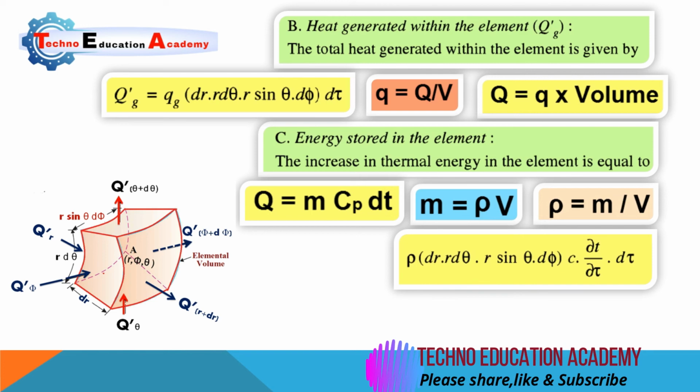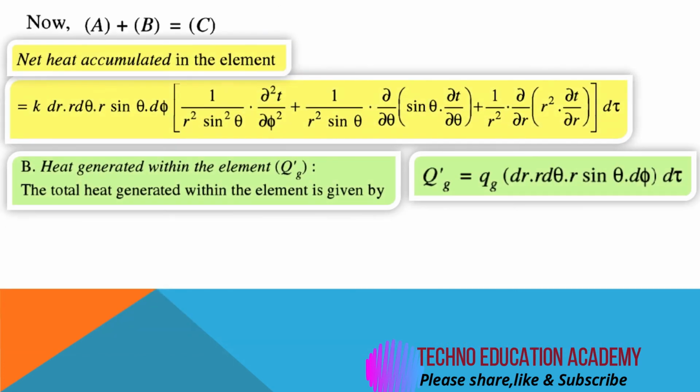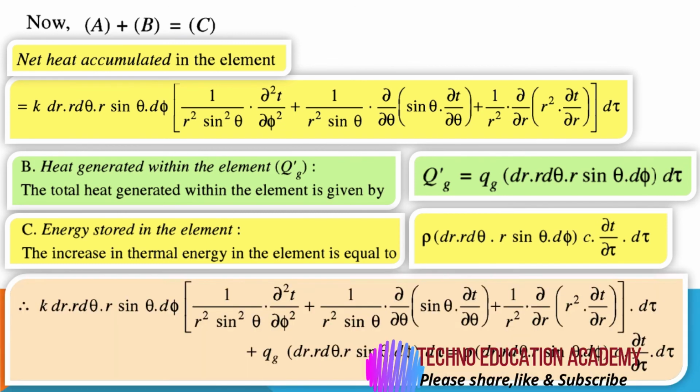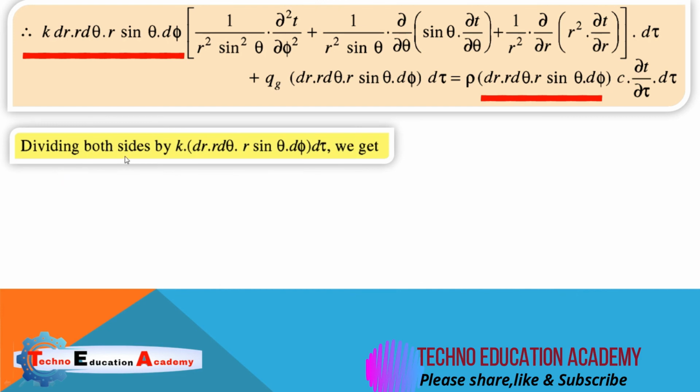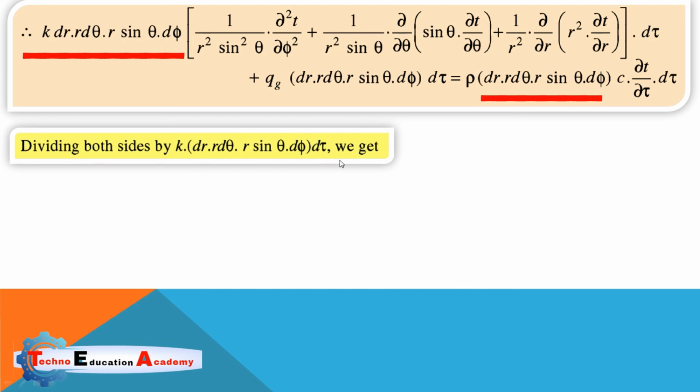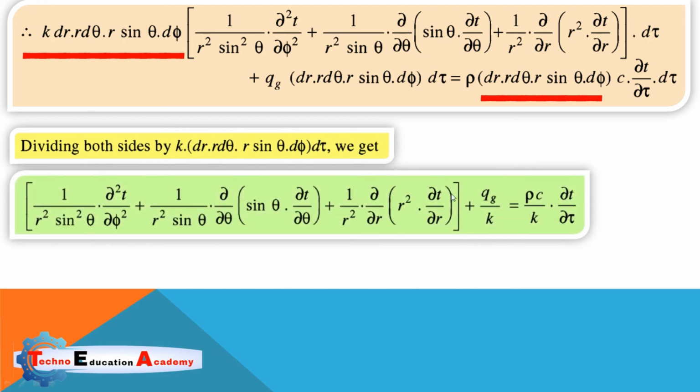into d phi. Now according to the energy balance equation, A plus B equal to C. So we put the values of A, B and C in the energy balance equation, and we get this equation. Here you can see that in this equation the common term is k into dr into r d theta into r sin theta into d phi on both the sides, so it is cancelled out. In the energy balance equation A plus B equal to C, this is a common term, so it is cancelled out. Dividing both sides by k into dr into r d theta into r sin theta into d phi into d tau, we get this equation.